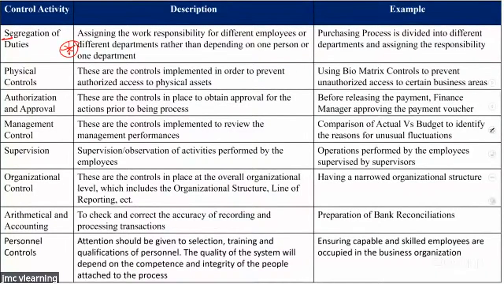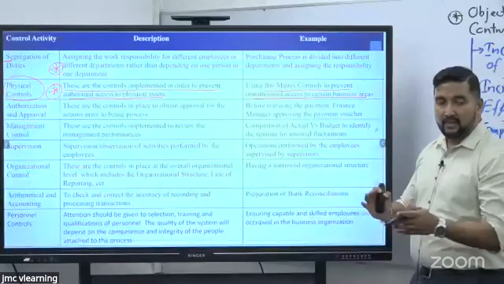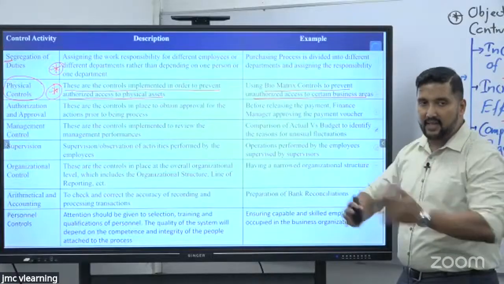Physical controls. What do you mean by that? These are the controls implemented in order to prevent unauthorized access to physical assets. Example, using biometric controls to prevent unauthorized access to certain business areas is a classic example of physical controls. Right? Remember, internal controls are not always finance.